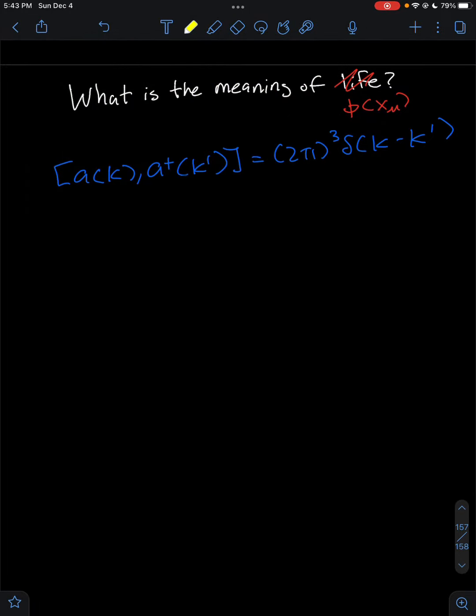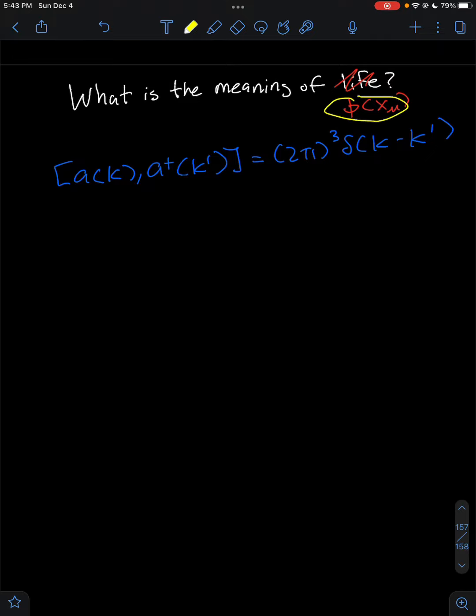In today's video, we'll be talking about the actual meaning of our quantum field. So in our previous videos, we talked a lot about operators, the creation operator, the annihilation operator, how to solve these equations. We haven't yet talked about the actual role of the field in quantum field theory. So let's talk about that.